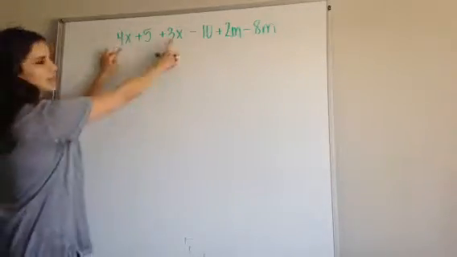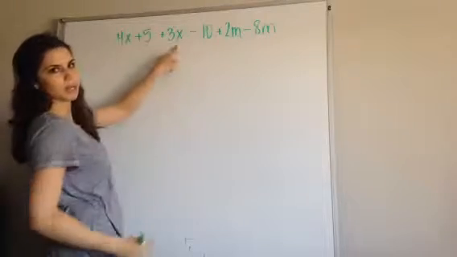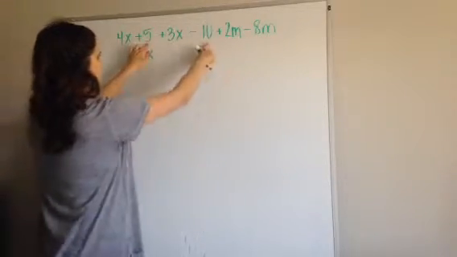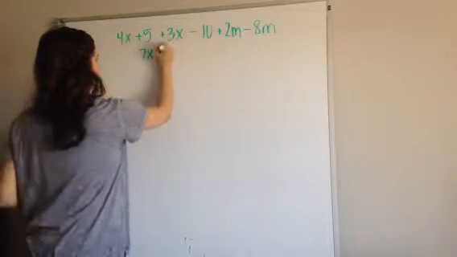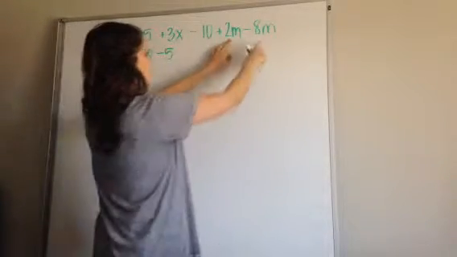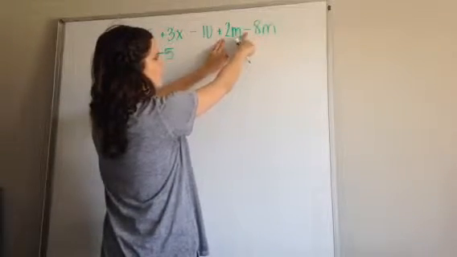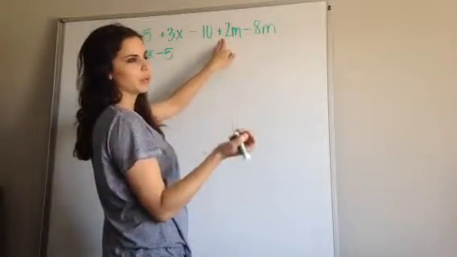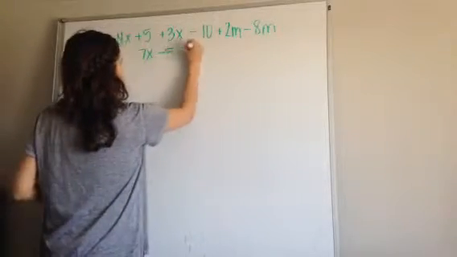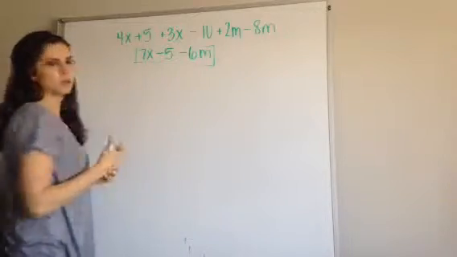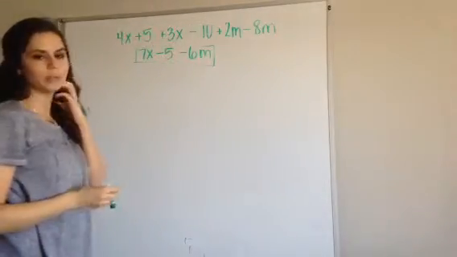So this has an x and this has an x. It's positive 4 and positive 3, which is 7, so we have 7x. 5 minus 10 is negative 5. And 2 and negative 8 both have m, so 2 plus negative 8, or 2 minus 8, however you want to think of it, would be negative 6. Nothing else has like terms, so that would be your final answer.